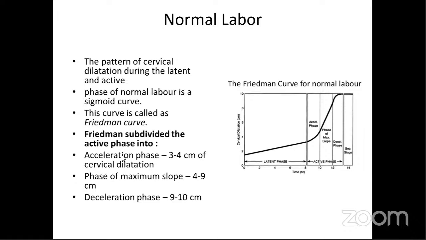As I've explained all this, the acceleration phase is 3 to 4 centimeters of cervical dilatation. The phase of maximum slope is between 4 to 9 centimeters, and the deceleration phase is between 9 to 10 centimeters. So this is the Friedman curve. Have you understood, all of you? Yes, students? Any doubt in this?